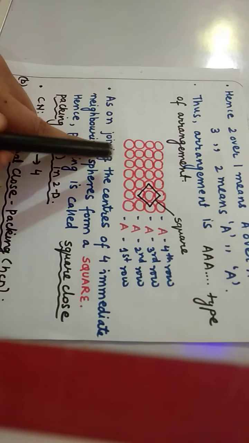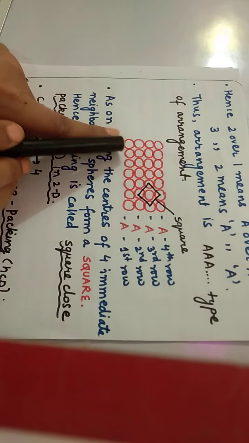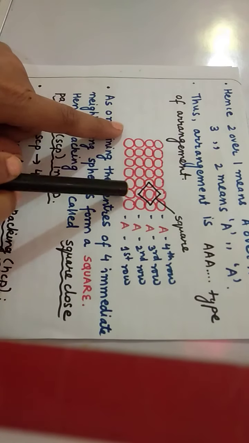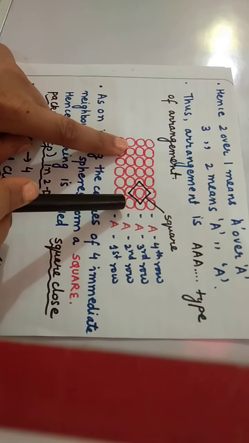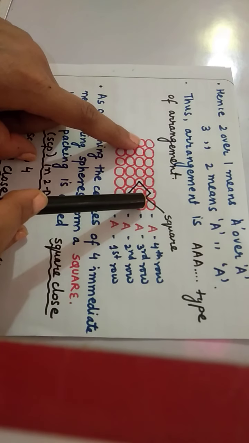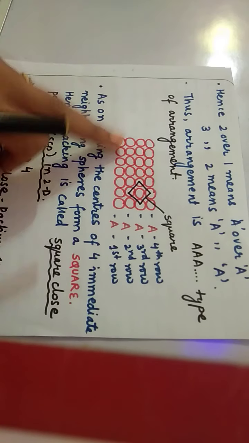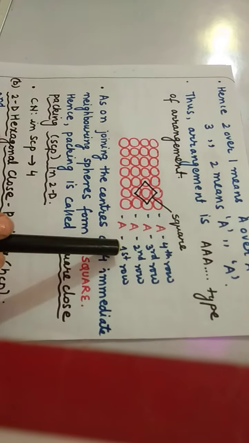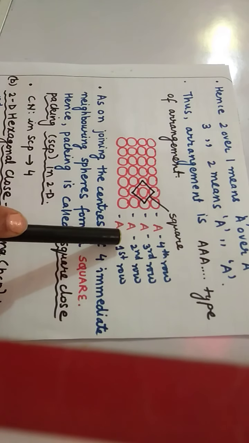Now let me explain this with the help of a diagram. Here this is the first row. This is an A type row, the first row. And the spheres of the second row are placed just above the spheres of the first row. So the arrangement is the same. So this row is also of A type. In the same way, the third row over the second row and the fourth row over the third row. Now as the arrangement is the same, A, this type of arrangement is known as A type of arrangement.